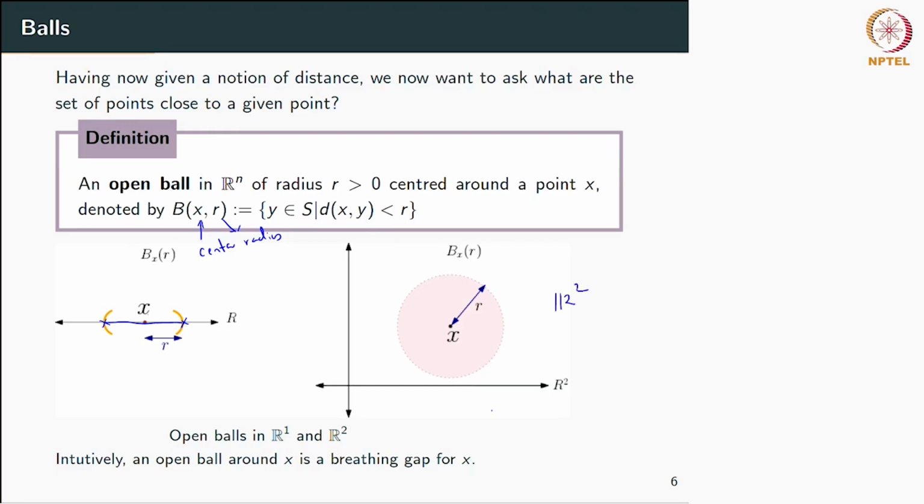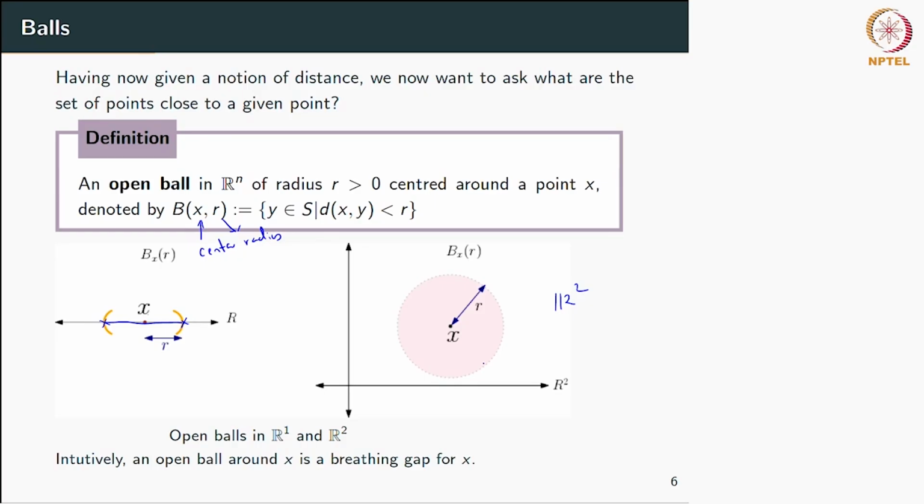You can visualize this same open ball in R2, in two dimensions, where x is now the center and r is the radius. So, this picture when we talk about a ball is very clear to us, but we should be able to extend the idea of an open ball to an n dimensional space.